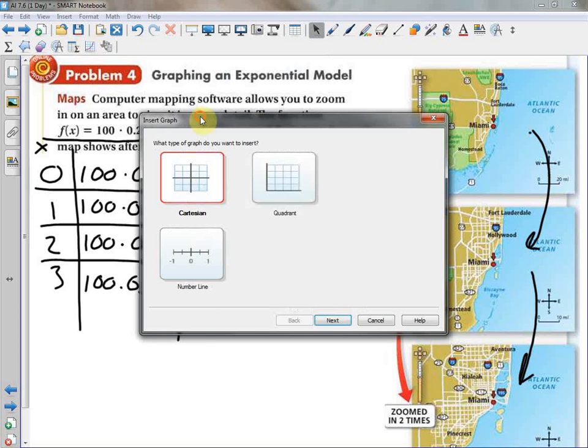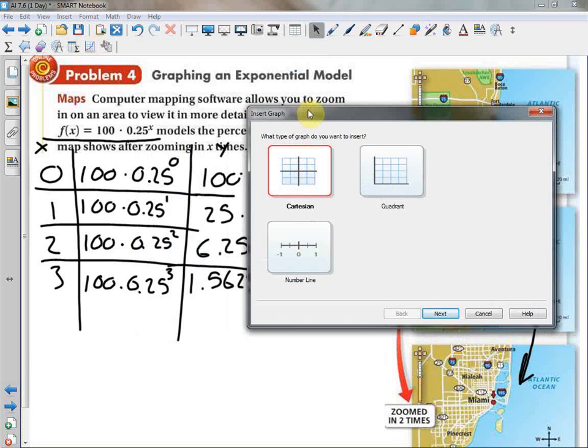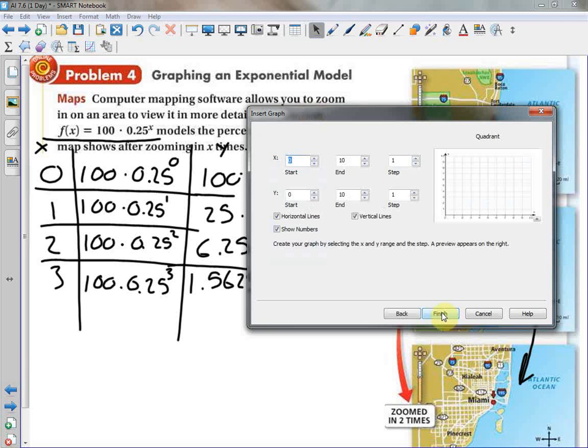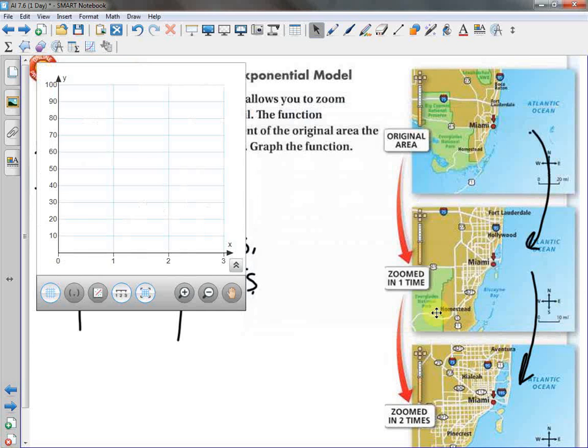We'll use Wizard. Let's see. My x values have to go from 0 to 3. So 0 to 3. My y values go from, let's see, my biggest number is 100, my smallest number is 1.5. So I need to go all the way up to 100. A little bit more. There we go, and let me get my step a little bit bigger. We'll go to tens. All right. Here we go.